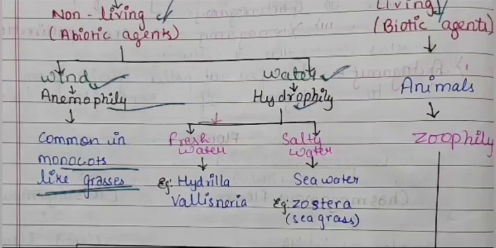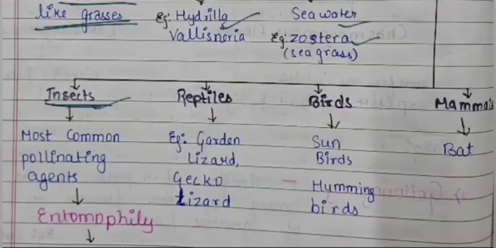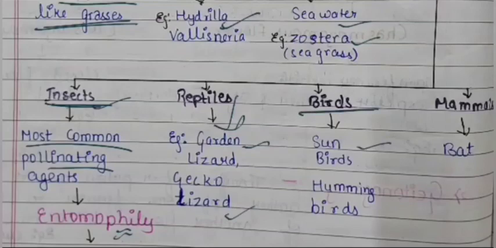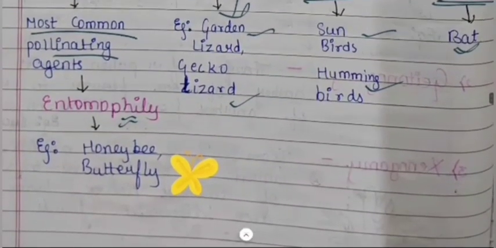Coming to biotic agents, pollination is mostly done by animals in different ways. One of them is insects, the most common pollinating agents, such as bees and butterflies. Other creatures such as reptiles, for example the garden lizard, are also pollinating agents. In the case of birds, sunbirds and hummingbirds are pollinating agents, and in the case of mammals, bats also act as pollinating agents.